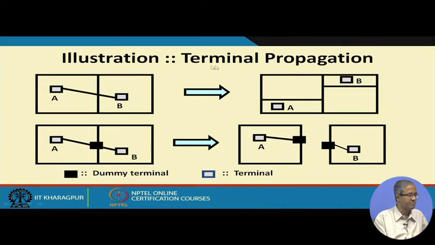Okay. So this is just a very simple illustration I have given, but actually in a practical case, the terminal propagation process is quite complex, because the net can be pretty complicated, large number of blocks, large number of interconnection lines. So there will be large number of dummy terminals. So again, there are a lot of heuristics that are used here. Okay.